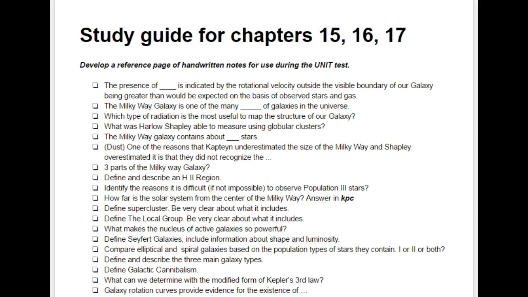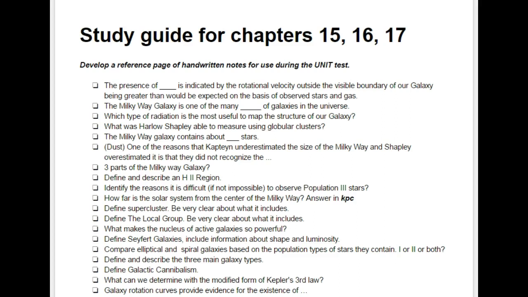One of the reasons that Kapteyn underestimated the size of the Milky Way and Shapley overestimated is that they did not recognize the dimming effects of interstellar dust. Dust was the problem. That's why I put dust at the start of this to give you a hint. 3 parts of the Milky Way. You have a halo and a bulge and a disk.